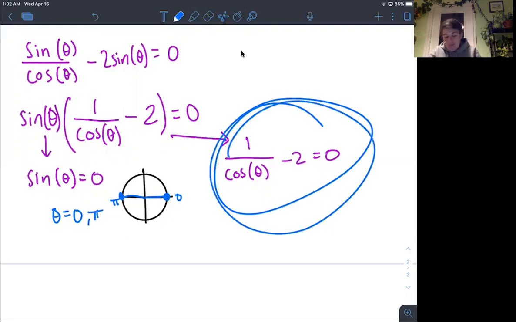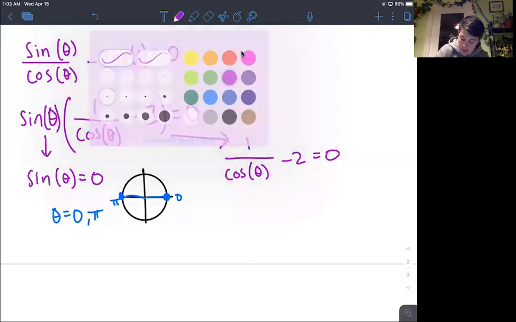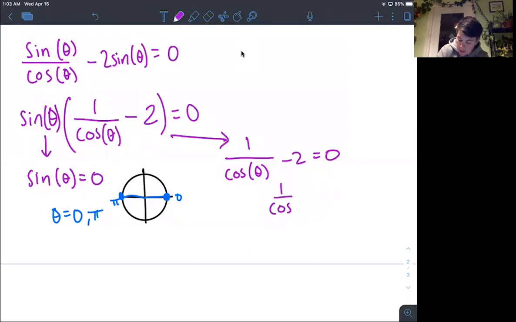Now over here, I've got a little bit more work to do. So let's start by moving the 2 to the other side. So 1 over cosine theta equals positive 2. Now, 1 over cosine theta is equal to secant, right?